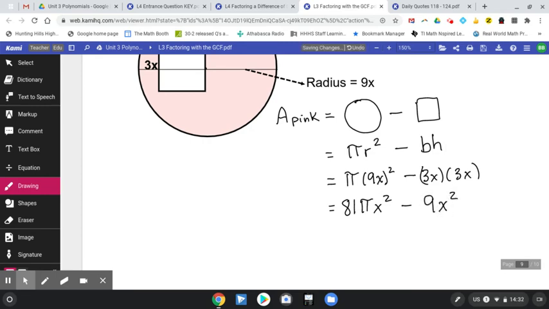Now, before Lesson 3, that's where we would have left our answer, but we want to get this in factored form. So I'm looking for a common factor. Well, both terms can be divided by 9x squared, and the other term would be 9 pi subtract 1.